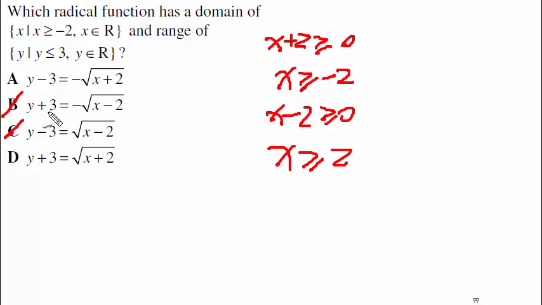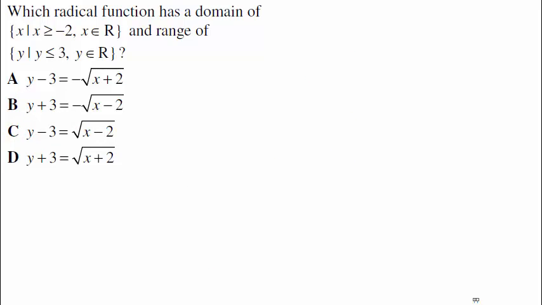Okay, let's see A and D. What's the difference between A and D? A and D have y plus 3 and y minus 3. It is not about domain anymore. It's about range. What is the range? Range is what y can be.